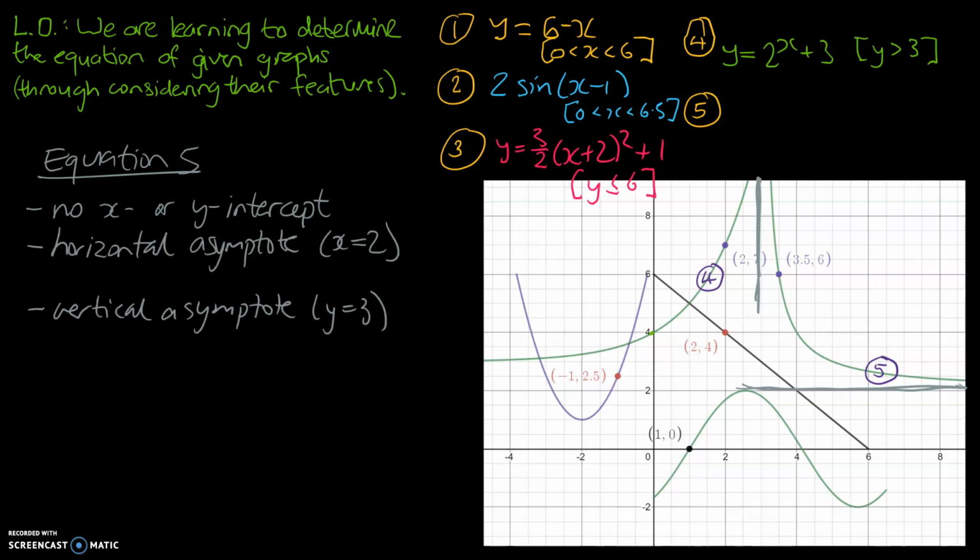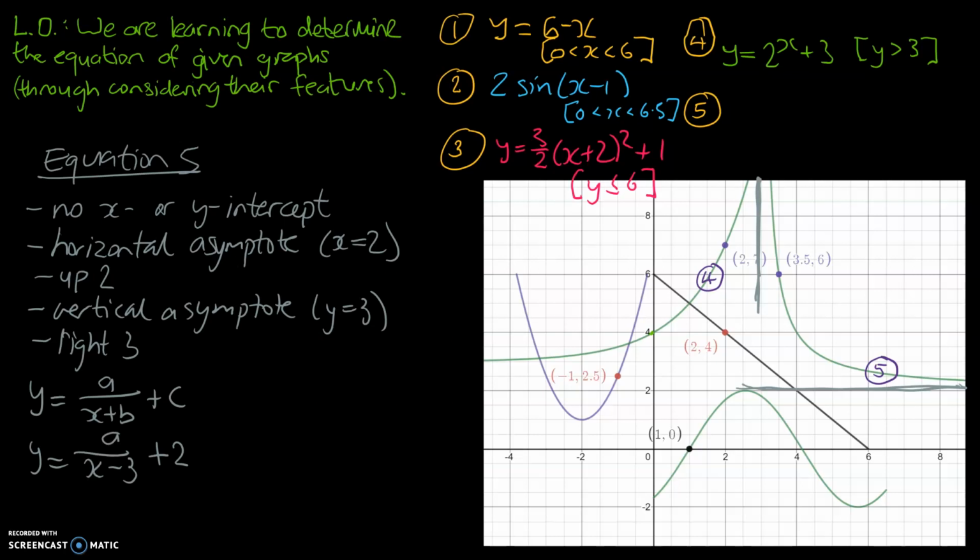The asymptotes also tell us about the movement up and down. So the horizontal one tells us that it's been moved up 2, and the vertical asymptote at x equals 3 means it's been moved to the right by 3. So I've now got our general formula. If we put in our b and c values, so c is how much it's been moved up or down, and we've said it's been moved up 2, and b was how much it moved left or right, and we said that was -3. We can then solve for a.